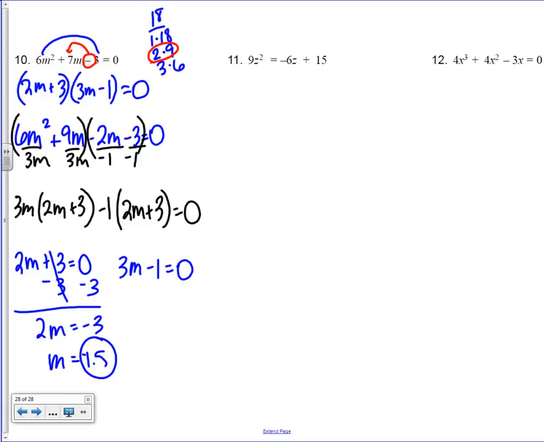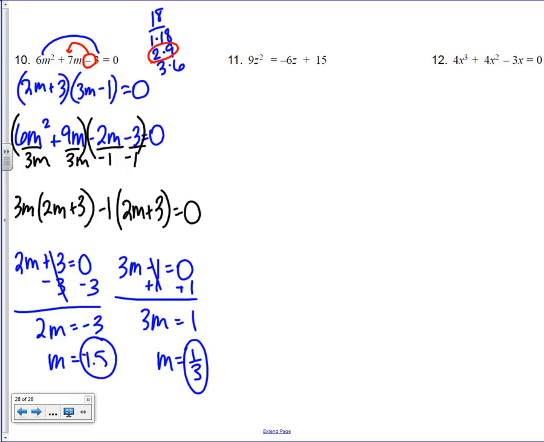Negative 1.5. I think maybe I'll leave this one as a fraction. 1/3. Okay, folks. Moving over to number 11.